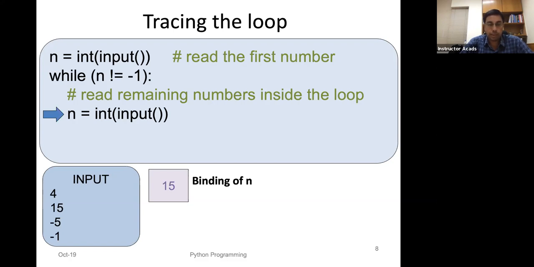Again, you enter a number, minus 5, that is read into n. n becomes minus 5, and you check the condition again. Minus 5 is not minus 1. You enter the loop again. Now the user enters minus 1. n is now minus 1. You check the condition, and minus 1 equals minus 1. So not equal to is now false, and at that point, you get out of the loop. Okay, so this is how a loop executes.